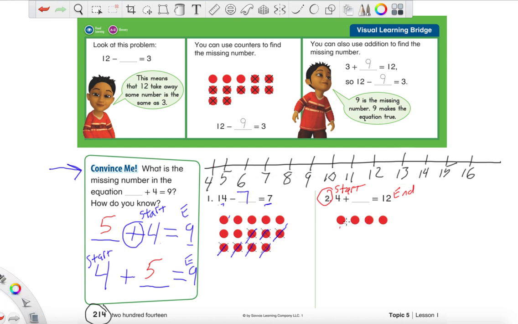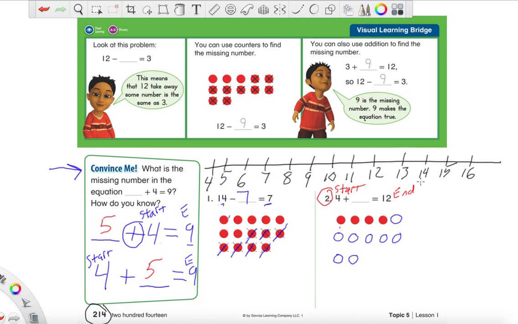So if you were using the circles, we know we have 4, and we're just going to count on until we reach 12. So after 4 we have 5, and then 6, 7, 8, 9, and 10. So right now I have a total of 10 circles. And I gotta keep drawing because I didn't reach that 12 yet. After 10 we have 11. After 11 we have 12.